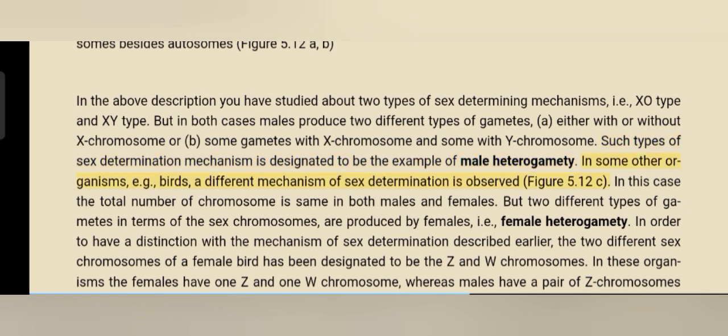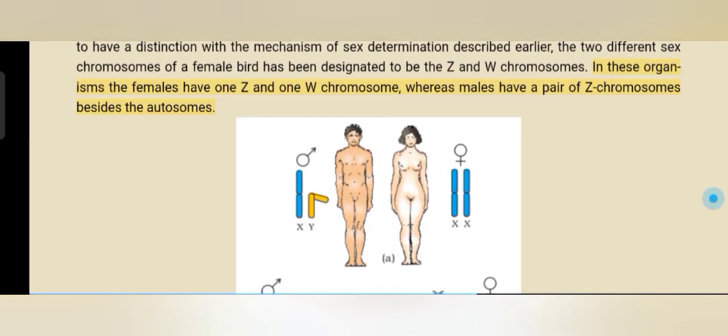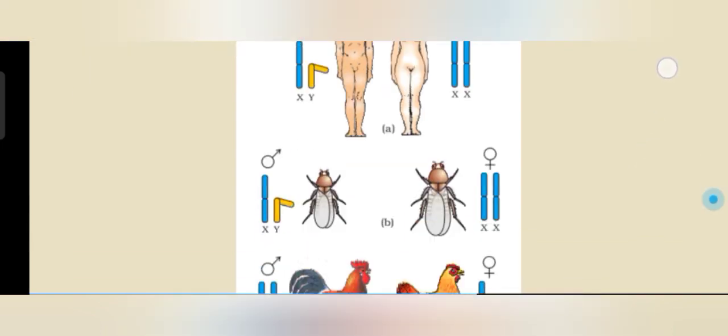In some other organisms, e.g., birds, a different mechanism of sex determination is observed, Figure 5.12c. In this case the total number of chromosomes is the same in both males and females. But two different types of gametes in terms of the sex chromosomes are produced by females, i.e., female heterogamety. In order to distinguish it from the mechanism described earlier, the two different sex chromosomes of a female bird have been designated the Z and W chromosomes. In these organisms the females have one Z and one W chromosome, whereas males have a pair of Z chromosomes besides the autosomes.